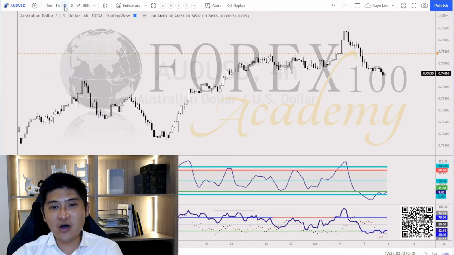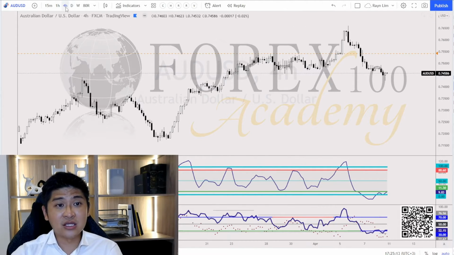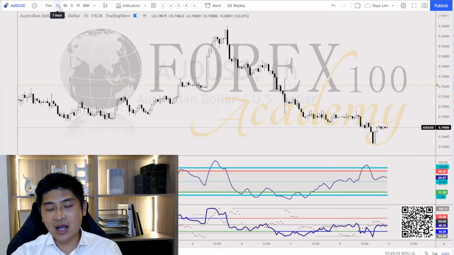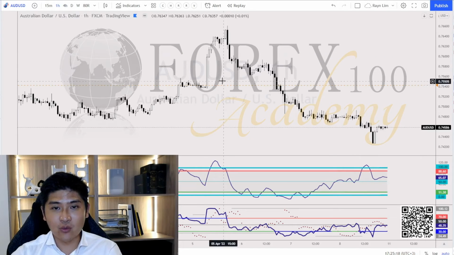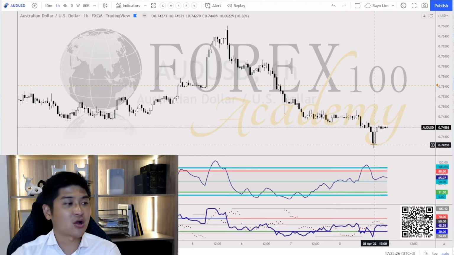Alright, so down to the 4-hour chart, this is what we have: a break and close above the high. Market came down, break and close below the low over here, and it put this in a trendless situation. Down to the 1-hour chart, this is a break and close above the high. Market came down, break and close below, break and close below, break and close below, which put it on a bearish trend.